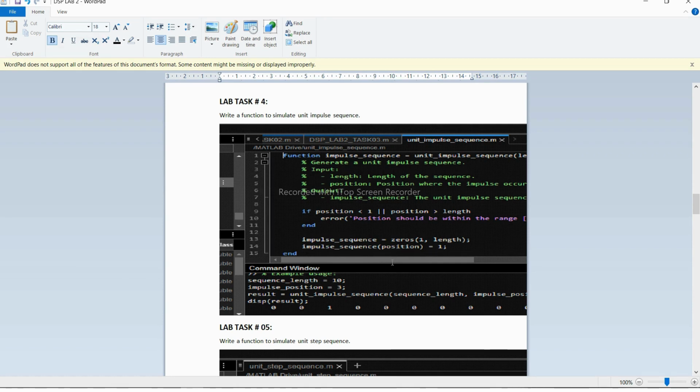For example, for a unit impulse sequence, we have sequence length equal to 10 and impulse position equal to 3. So we get the desired result, as it generates a 0 0 1 0 0 signal.